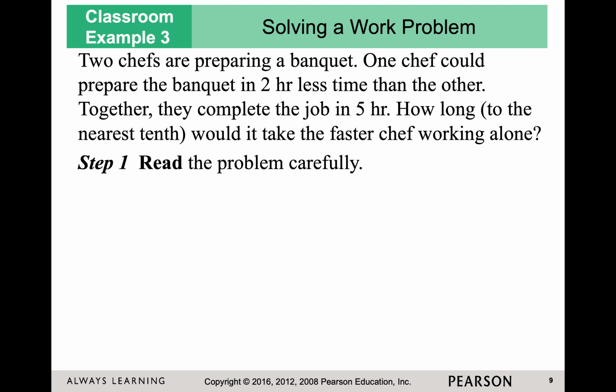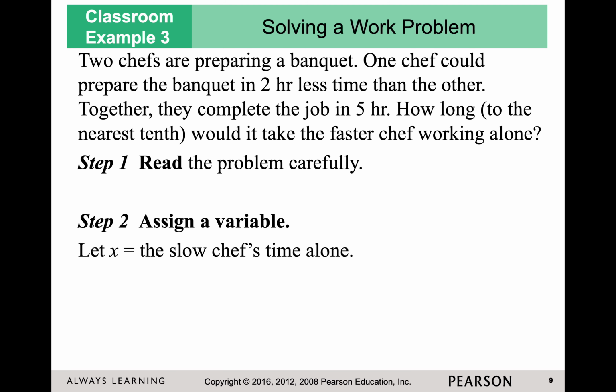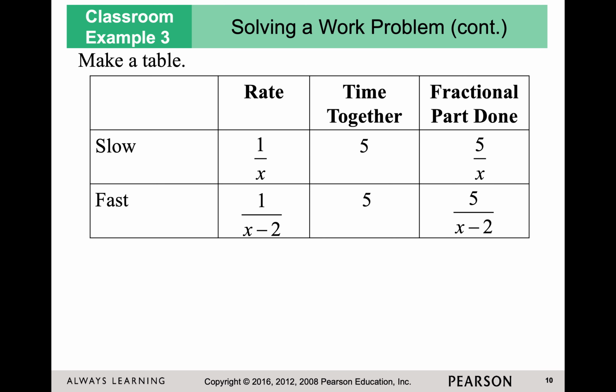So we're going to read the problem carefully. We're going to get all the information we can think of, highlight those numbers, assign a variable, and we're assigning it to the slow chef because we have the information about one can do it in a time less than the other. That means x minus 2 would be my fast chef. So I'm going to set up that table.